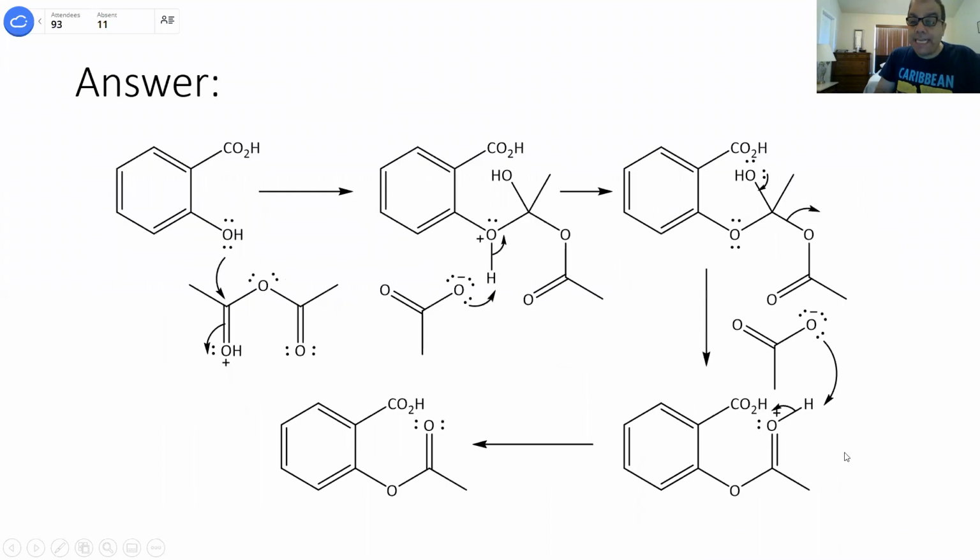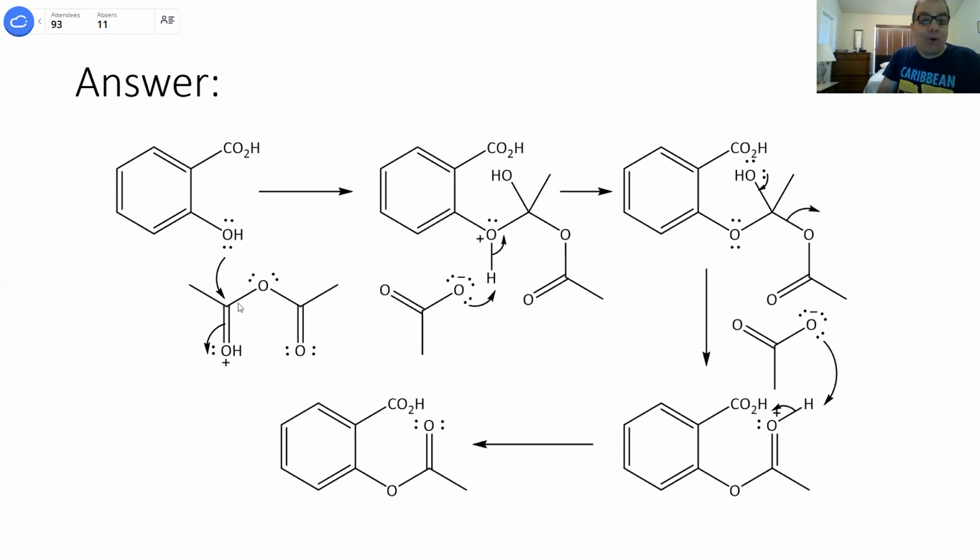This is how I did it. I won't say that this is the only correct way to draw this mechanism, but I think it's a reasonable way to do it. We need to start in any case by protonating. Wait, what's going on here? Again, I think we can just assume that some of that protonated compound is going to be around, a few molecules of it anyway.